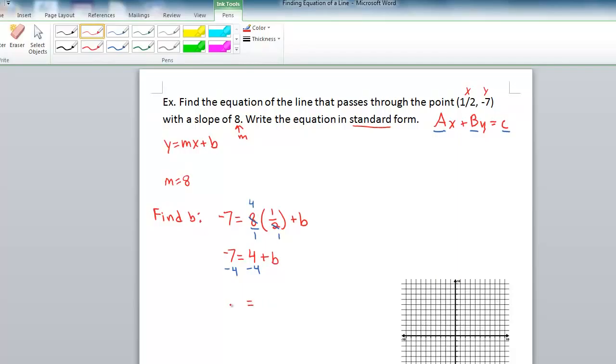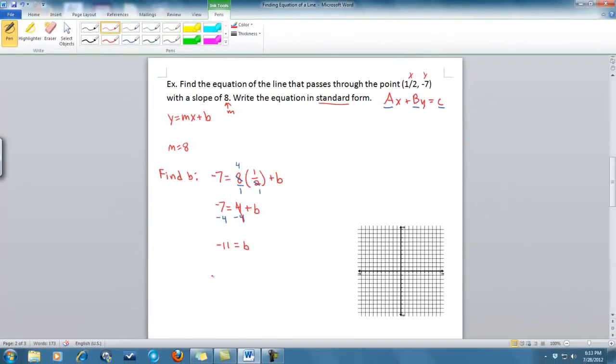On the left, -7 minus 4 gives us -11. And on the right, 4 minus 4 is gone, and we're left with b. So b is equal to -11.